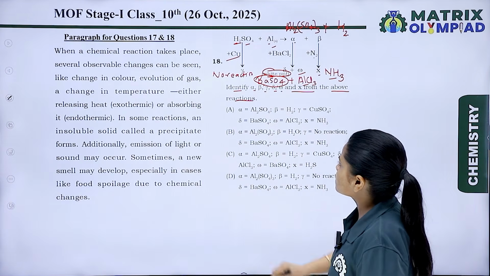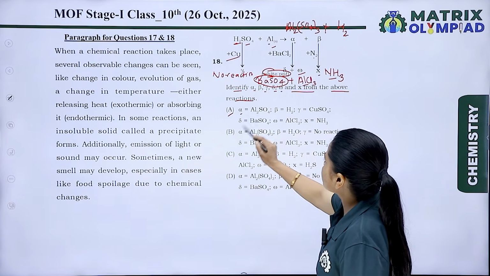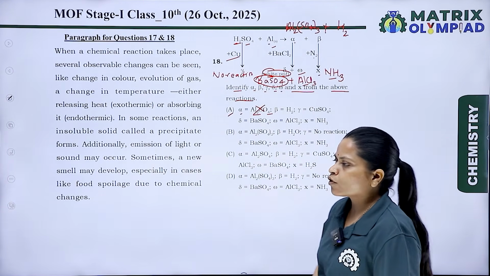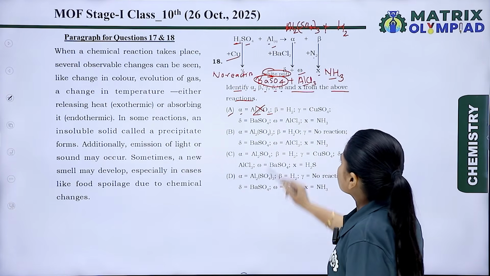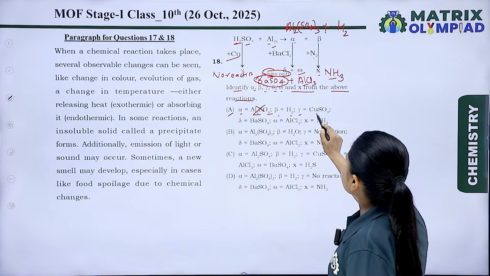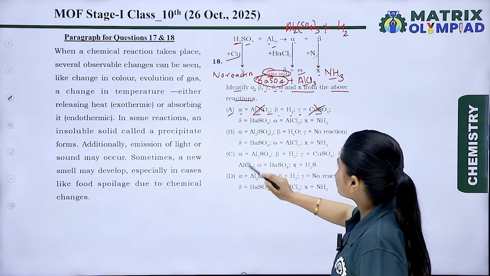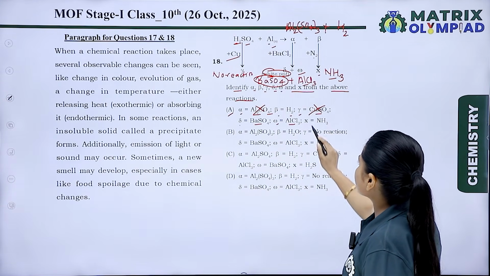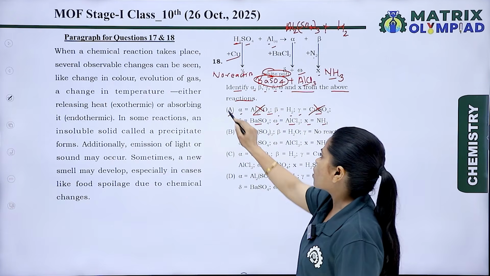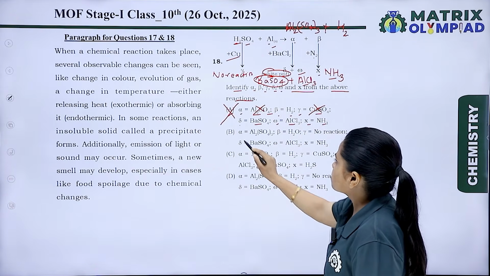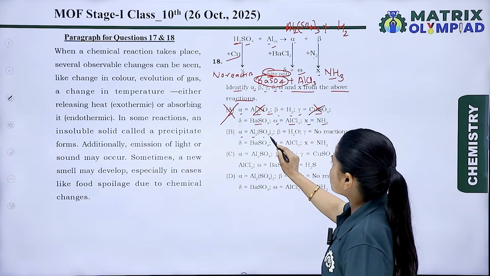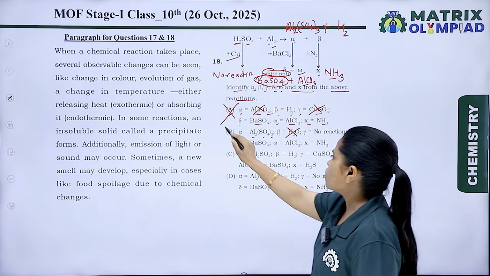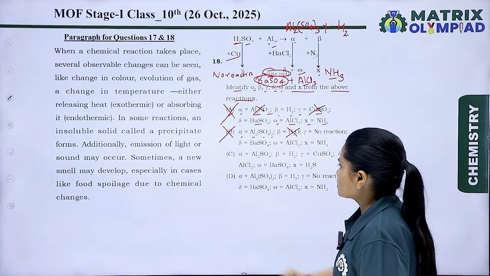Let's discuss the options. Option A, alpha Al2SO4, this is not the correct formula for aluminum sulfate. Beta is hydrogen, gamma is copper sulfate, again it is not true. Delta BaSO4, omega AlCl3 and X NH3. So option A is not correct. B, alpha Al2(SO4)3, beta water, this is not true. So option B is incorrect.